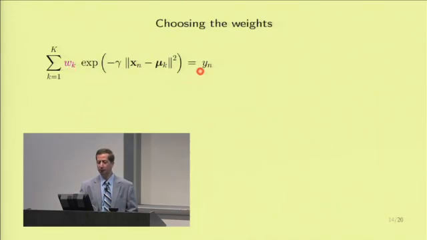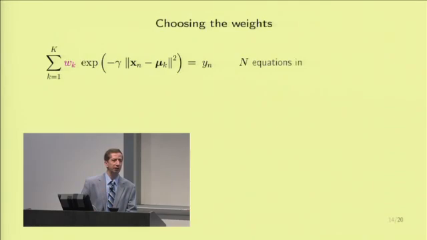So wk, this is yn, okay? And I ask myself the same question. I want this to be true for all the data points if I can. And I ask myself, how many equations, how many unknowns? So I end up with n equations. Same thing, I want this to be true for all the data points. I have capital N data points, so I have n equations.